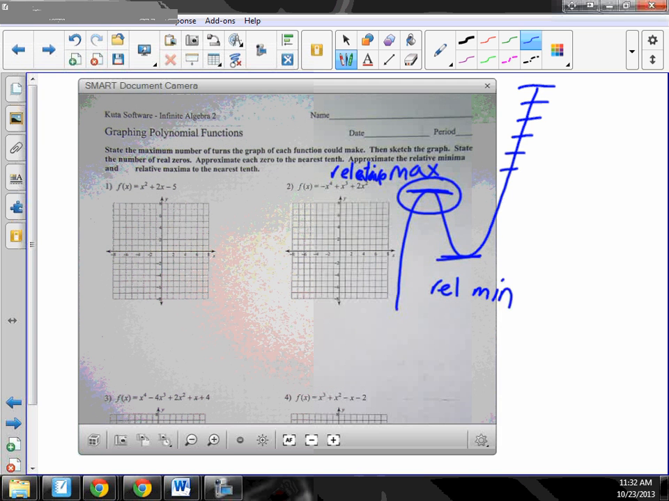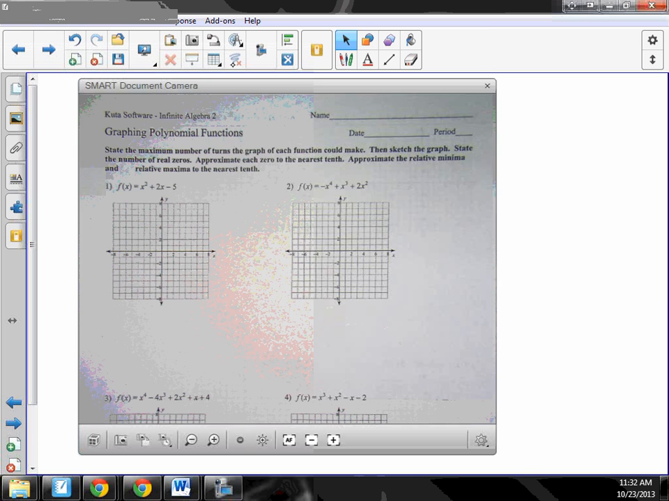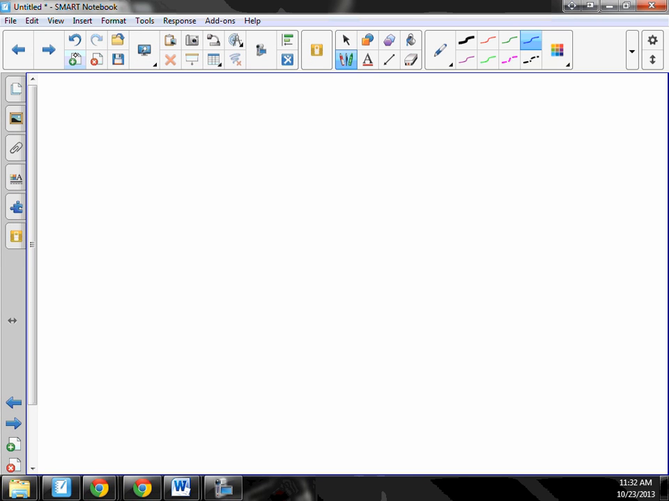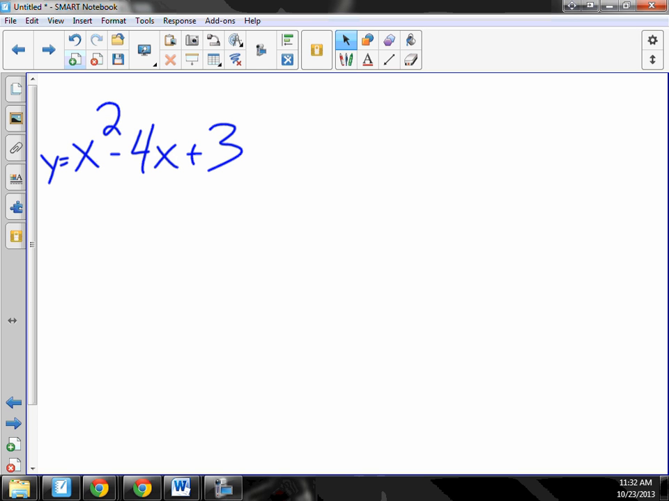So let's see how we could do this. Let's say that we had the equation y equals x squared minus 4x plus 3. So graph that on your calculator. Go into your y equals. Graph that on your calculator, and we're going to answer all of those questions. So this is an x squared graph. So the maximum number of directions is 2. It can go up and then it can come back down because it's an x squared.